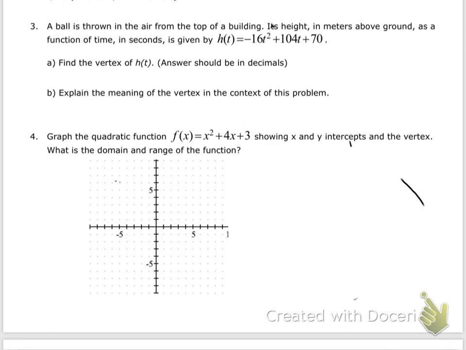Right, a quadratic function. We're going to have to graph this. So we have to find the x and y intercepts and the vertex. Okay, so the y-intercept when x equals 0 is right there. I'm going to put it on the graph. So here's my y-intercept, okay?